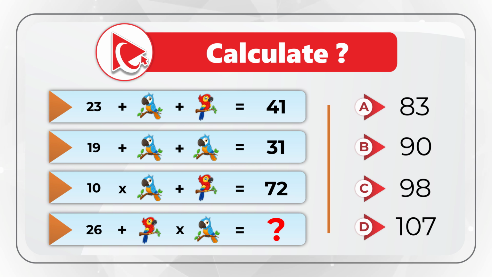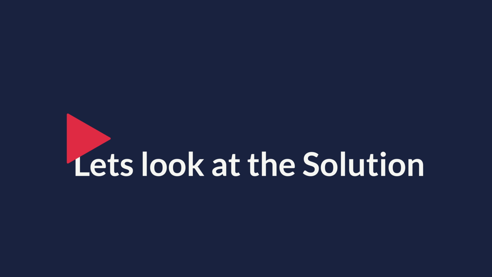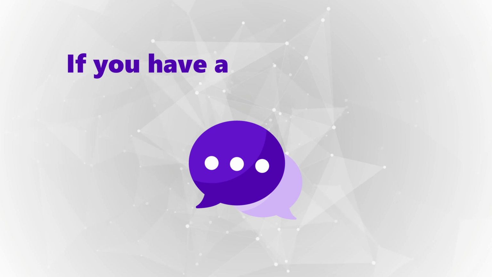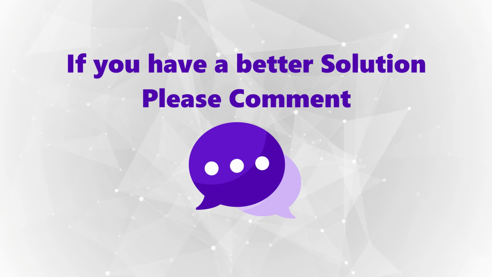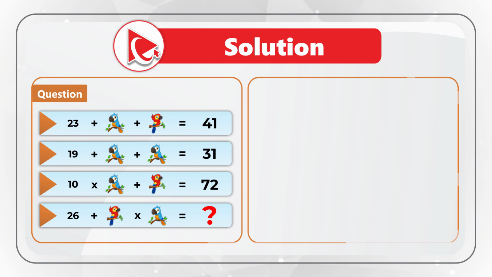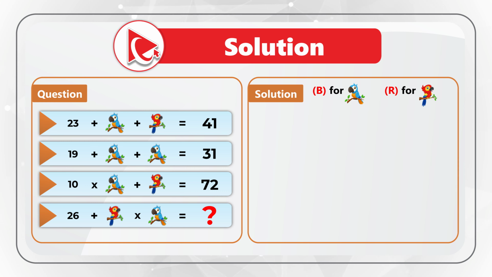Take a close look to see if you can calculate the answer. And on my end, I am moving forward to share with you my version of the solution. And obviously, if you have a better way to solve it, please make sure to post in comments so we can all learn. For simplicity, let's create variables. We will use B for blue parrot and we will use R for red parrot. So the first step here is to create and solve an expression.